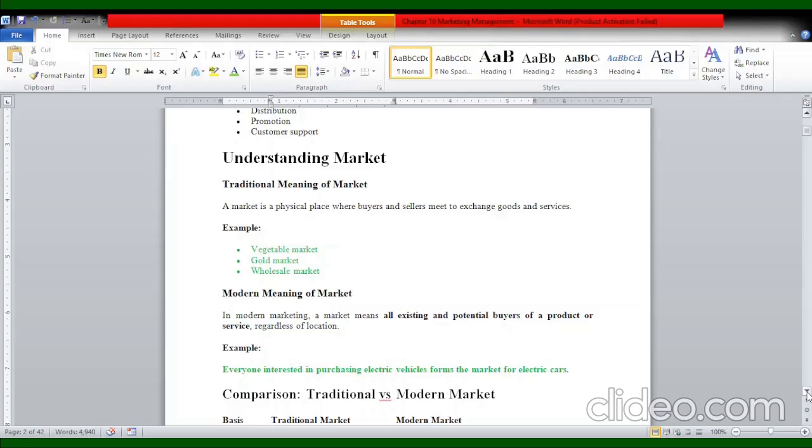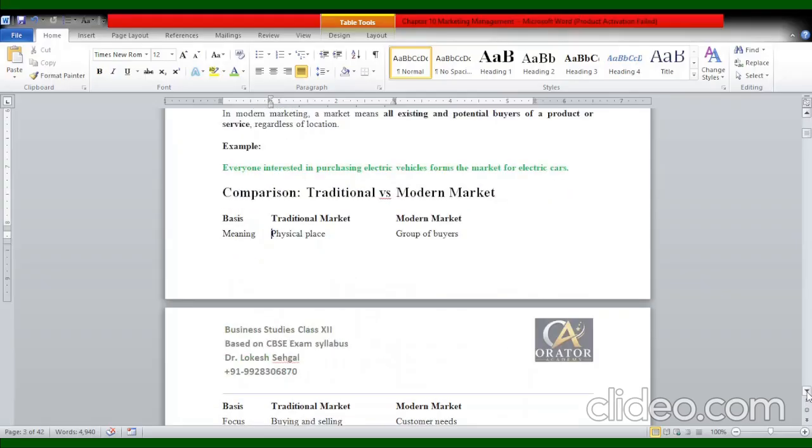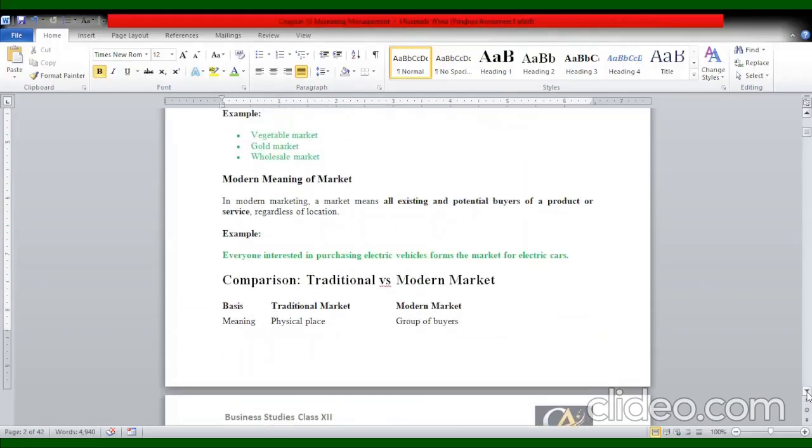So these are examples of the market where you are physically present to buy a particular product or service. But the modern marketing scenario is quite different. In modern marketing, a market means all existing or potential buyers of a product or service regardless of the location, approaching a particular platform, whether it's offline or online.